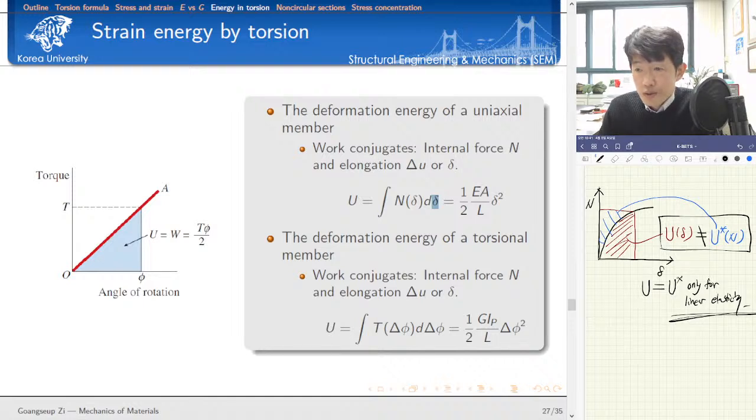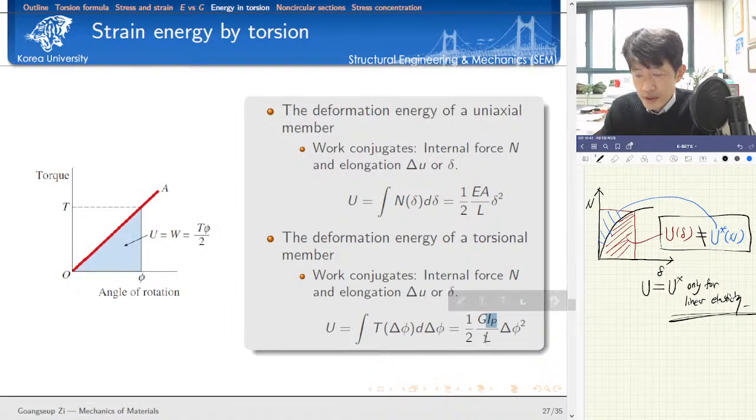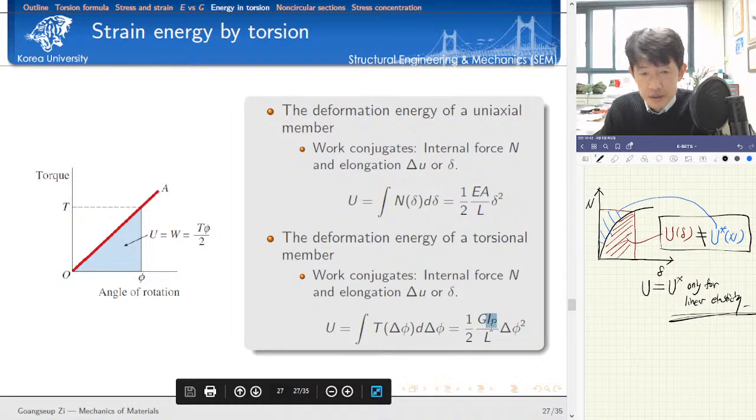Similar to the one-dimensional problem, the first thing that we have to do is find out the energy pair. The energy pair for the torsional problem is the internal torsional moment. By the way, sorry, this is an error. It should be torsional moment, and then the angle of twist, isn't it right? So we have to integrate the torsional moment over the change of angle of twist. And because this is linear elasticity, there is a linear relation where the slope of this linear curve is given by the shear modulus and the polar moment of inertia divided by the length of the member. Okay, the square term.